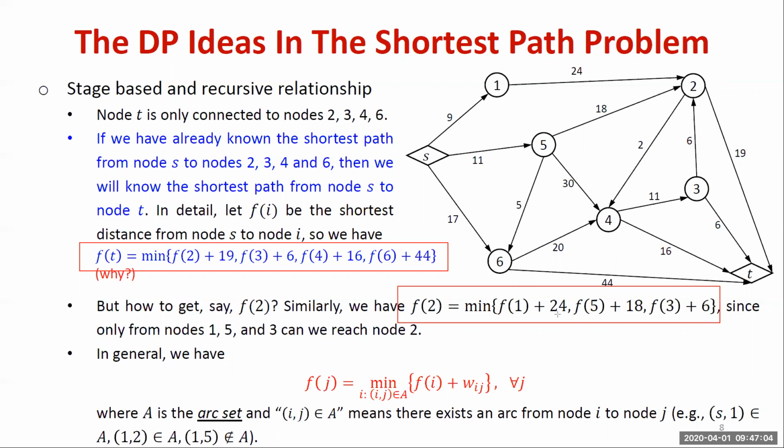Again, how would you get F1, F5, and F3? For example, F1 can only go from S to 1. So for sure I know F1 equals 9. See it? How about F5? F5 is similar, it can only go from S to 5. So I know F5 is 11.